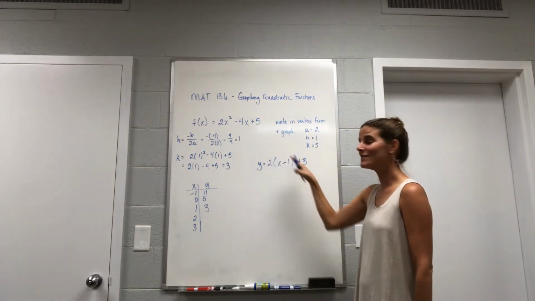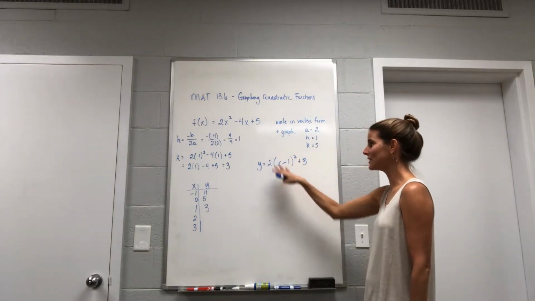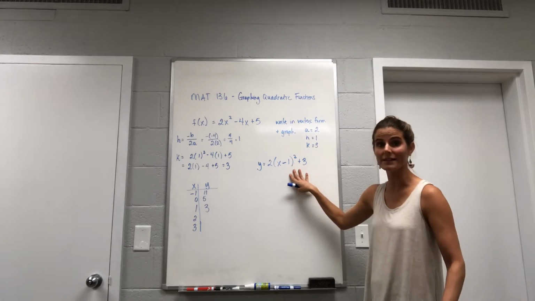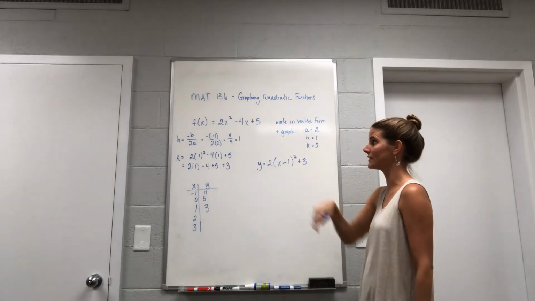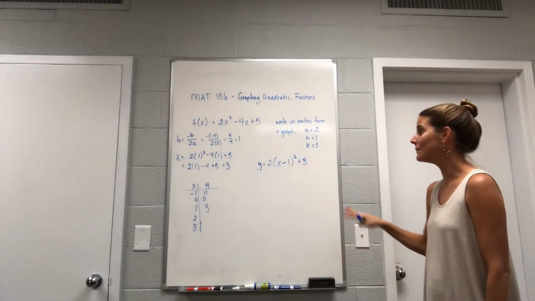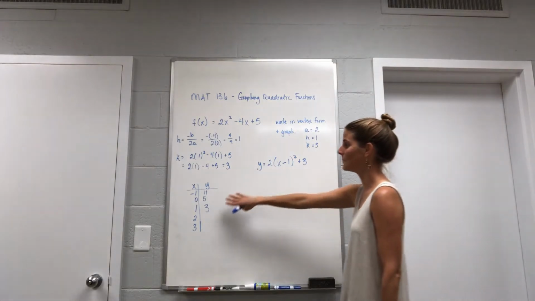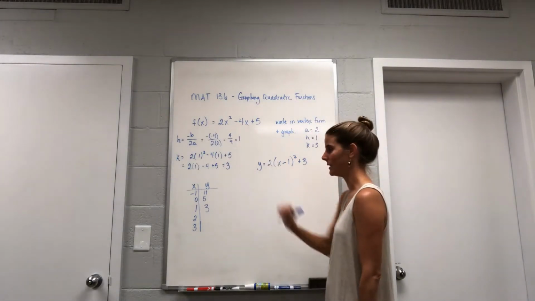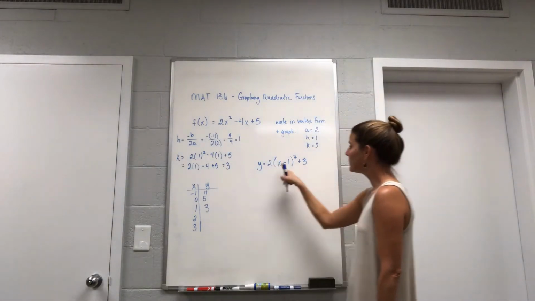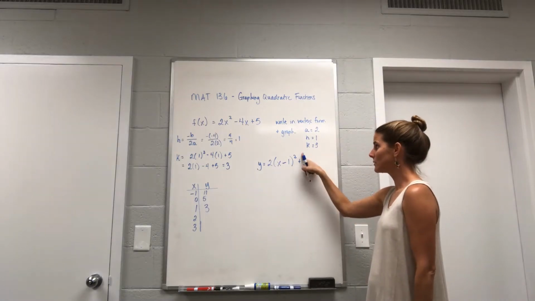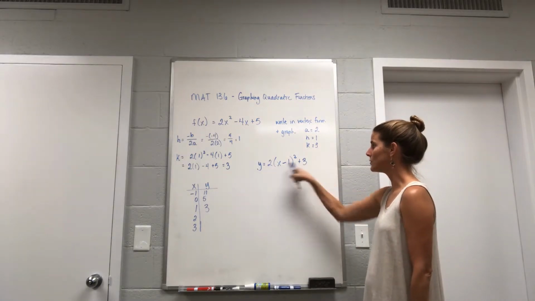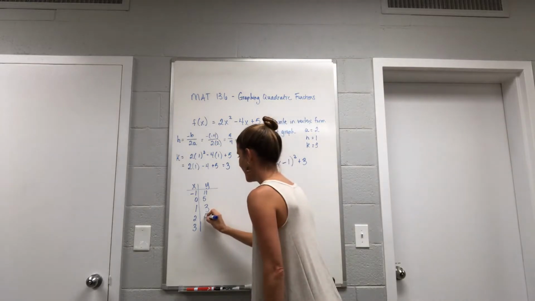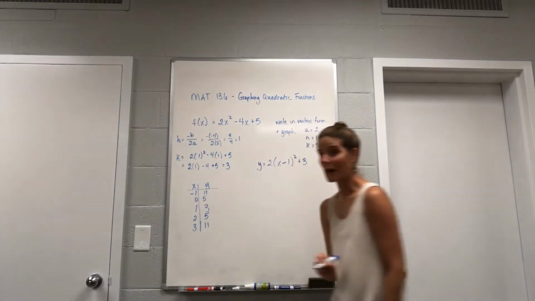So vertex form is nice because you can just look at it and tell what the vertex is instead of actually finding negative b over 2a. So it is nice to have this form, but sometimes it's actually easier to plug it in here. 2 minus 1 is 1, squared is 1, times 2 is 2, plus the 3 is 5. And then I'm going to just skip a little bit. That will be 11.